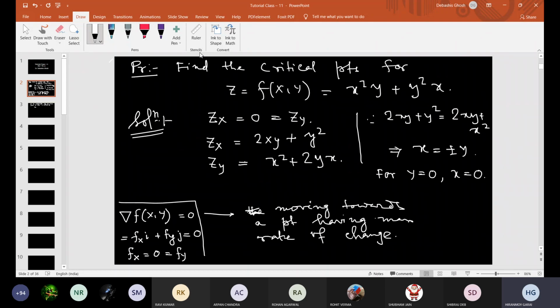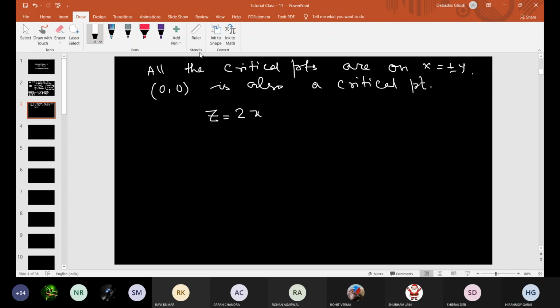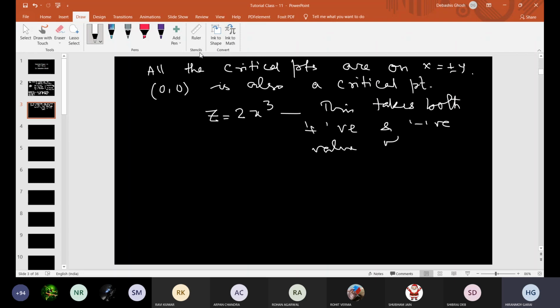So if your x is positive, we are getting the positive value of z. If your x is negative, then the negative value of z. So this takes both positive and negative values of z. And since it takes both positive and negative, we can claim that it doesn't have its extremum value. Though the point is a critical point, it doesn't have an extremum value.